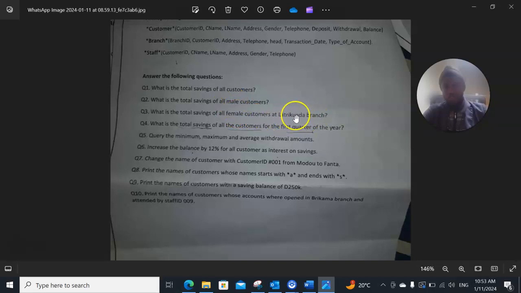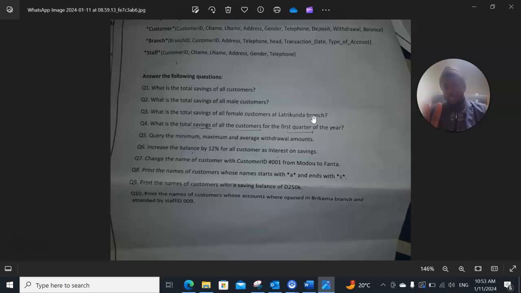And look here, at Latrikunda branch. So we know that Latrikunda is an address. But which address? This is the branch address, not the customer address. So therefore, we need information from both tables, that is the branch table and the customer table. So in this case, we are dealing with two tables.